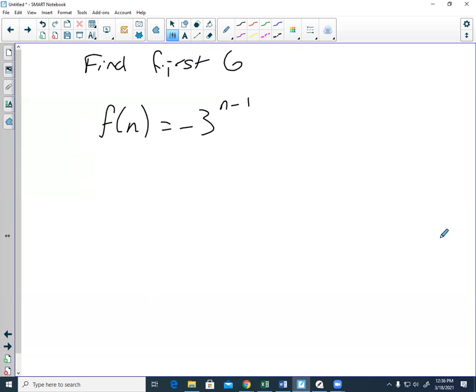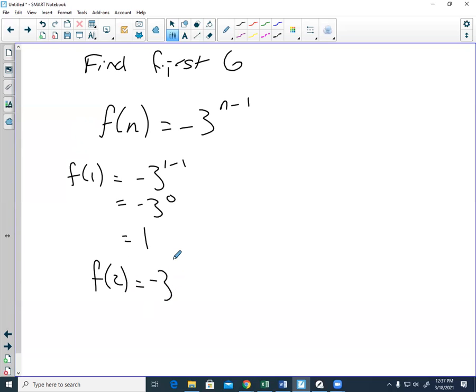So if I want to find the first several numbers of this, I'm going to plug in 1. When I plug in 1, I get -3 to the 1 minus 1, which is the same thing as -3 to the 0. And what is anything to the 0 power? 1. I can do the same thing with f of 2. So with f of 2, I'm going to do -3 to the n minus 1. 2 minus 1 is 1. So -3 to the first power is -3.